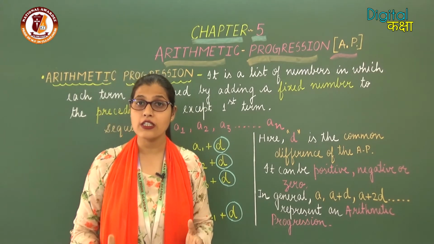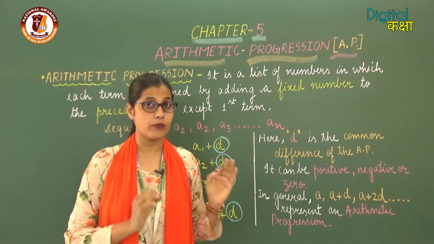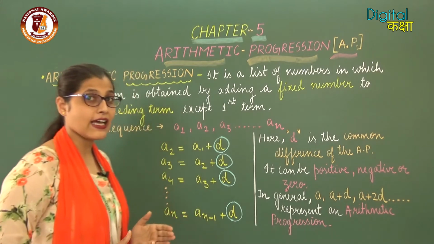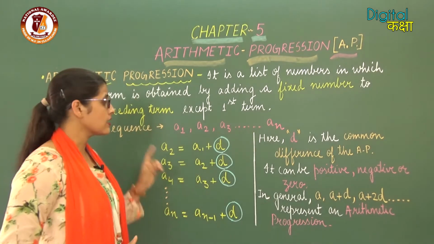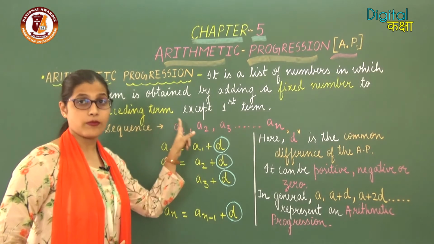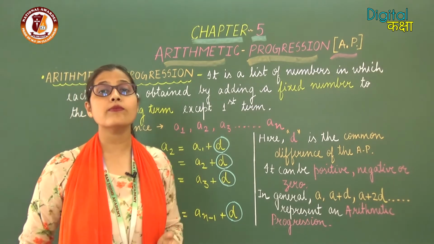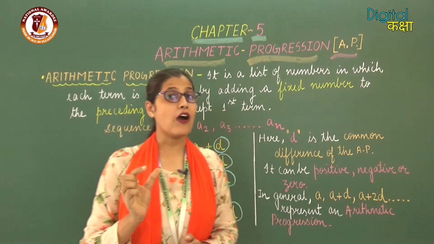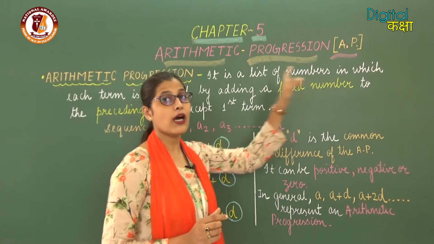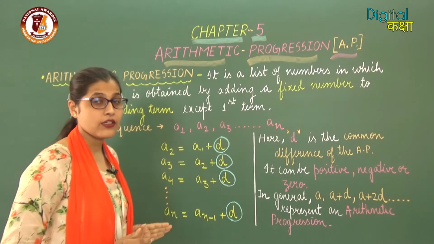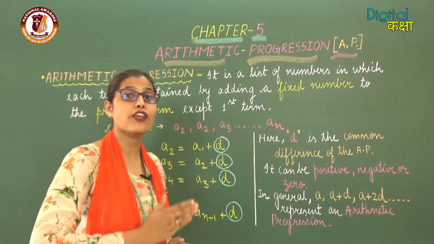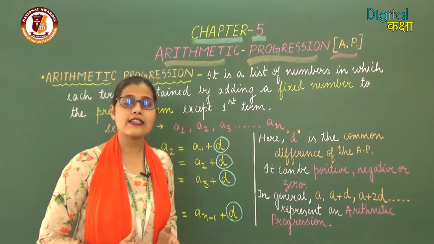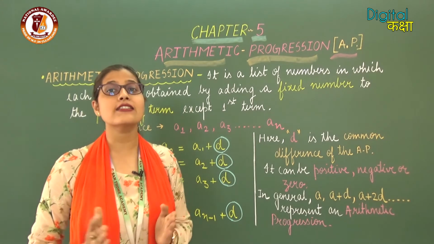So first of all, it deals with the numbers. So we can say that arithmetic progression is the list of numbers. Now, how is that progression formed? It is formed by adding a fixed number to the preceding number, which means the previous number. So let us understand it by taking a sequence.